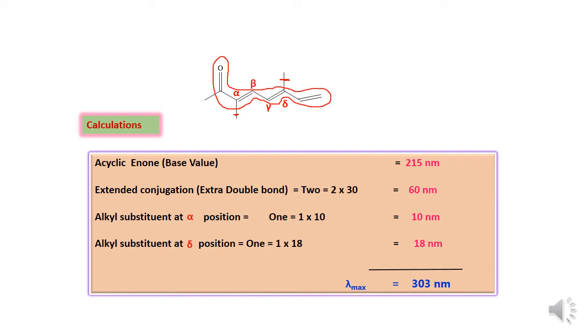Now we will look for the extended conjugation. So the extended conjugation for this enone, you will get here two extra double bonds. So this double bond as well as this double bond, these are the extra double bonds. Now this one is our basic enone system, and the carbonyl group here is not considered as your extra double bond, remember this.